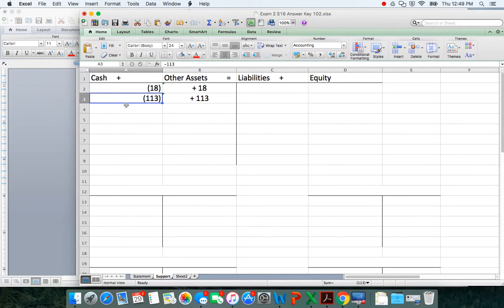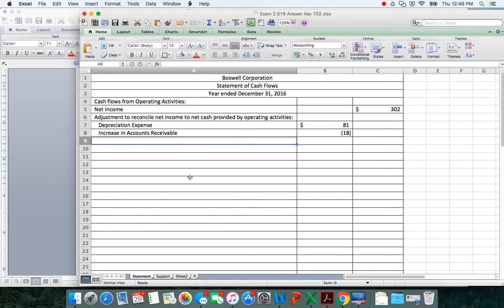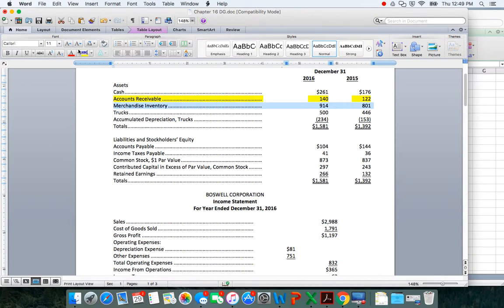Again, whatever happens to cash here, that's what I pull into my statement of cash flows. So I say there was an increase in merchandise inventory. Because there was that increase in inventory, cash went down by 113. All right, I can check off merchandise inventory. Highlighted, I just took care of that one.